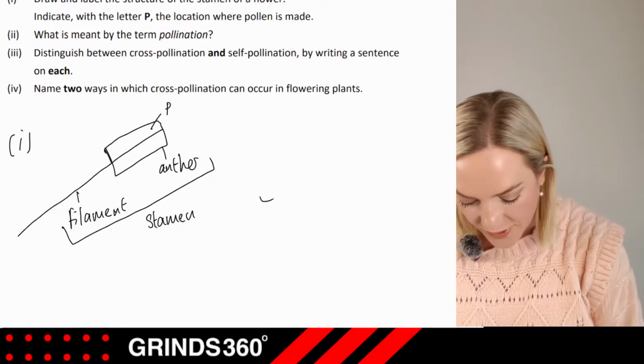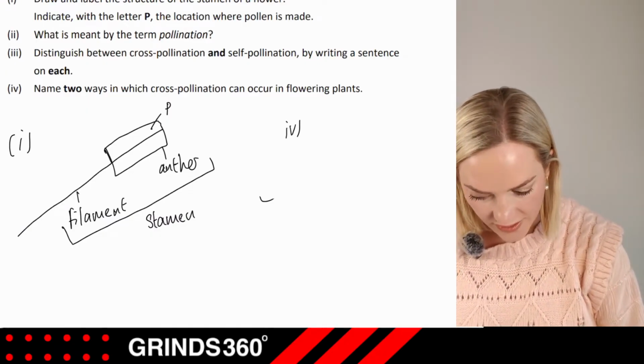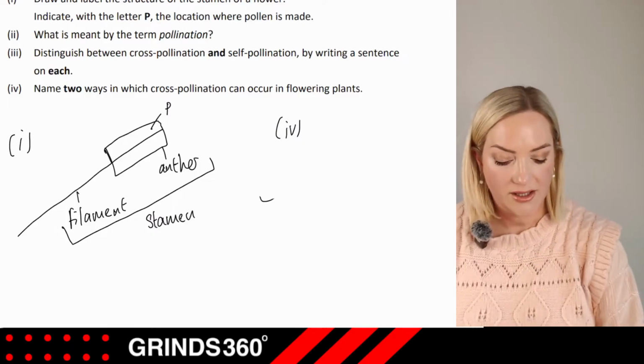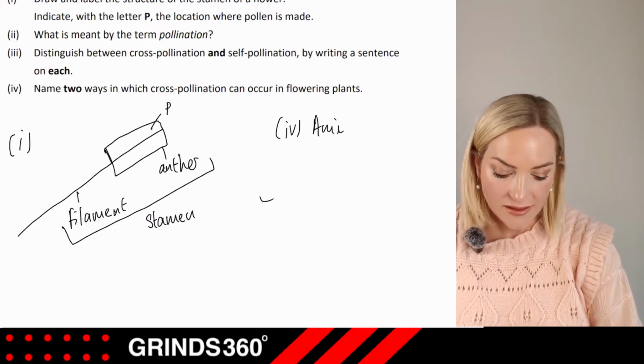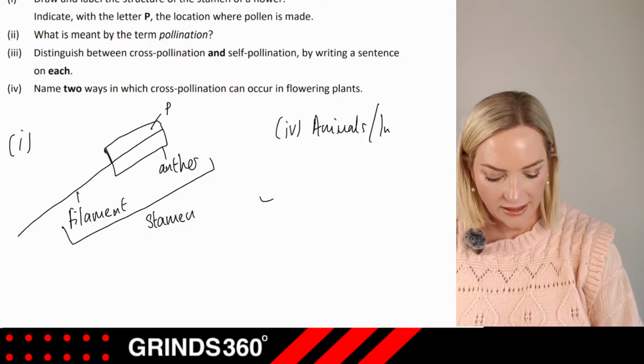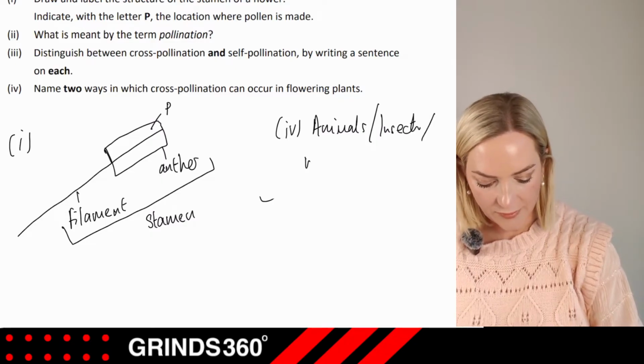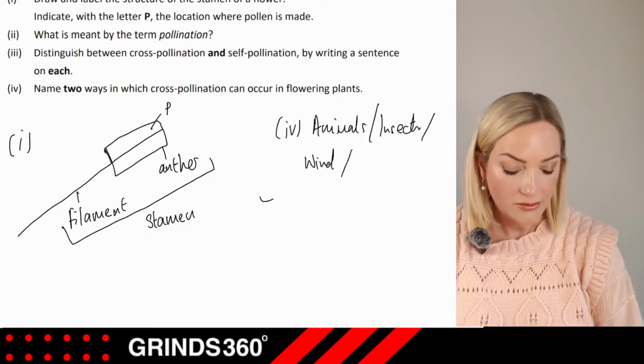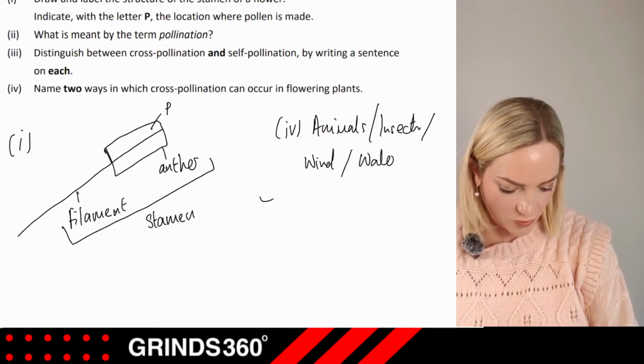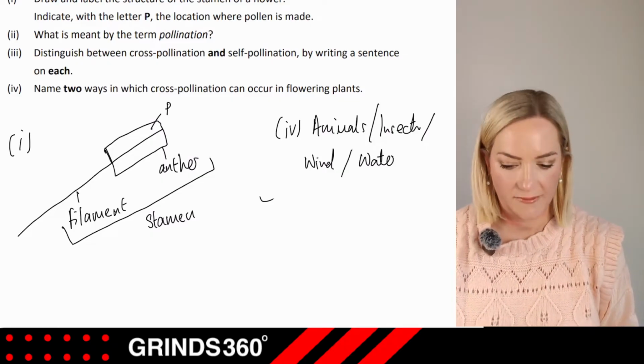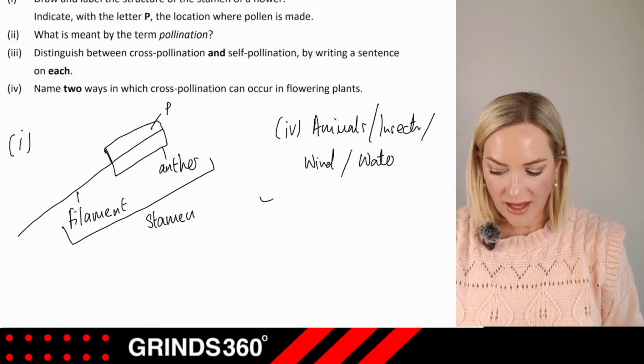Then we have name 2 ways in which cross-pollination can occur in flowering plants. So a few options here, which I'm going to put here so students can see. Cross-pollination can happen with animals, it can happen with insects, it can happen with wind, and it can happen with water. So there are 4 options there for you. So that is pollination.